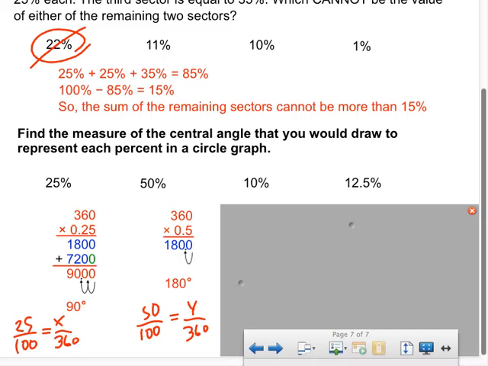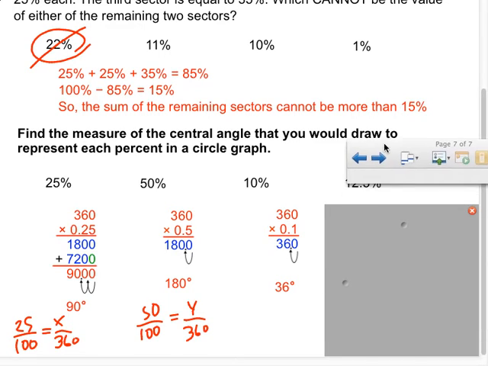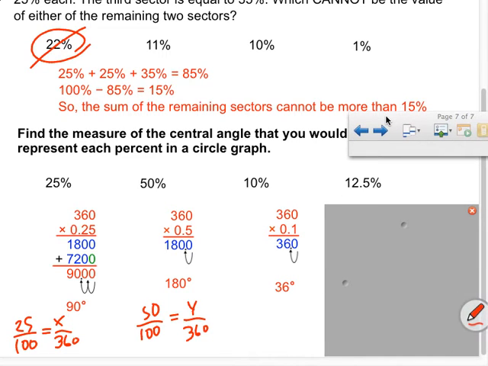10%. Who has 10%? That one's pretty easy too. You can mentally do that one. Athila. 36. Very good because 10% is just 1/10. 1/10 times 360 is going to be 36. And again, you could have also set up your proportion, which is 10 over 100 equals z over 360. Solve for z, you would have got 36.